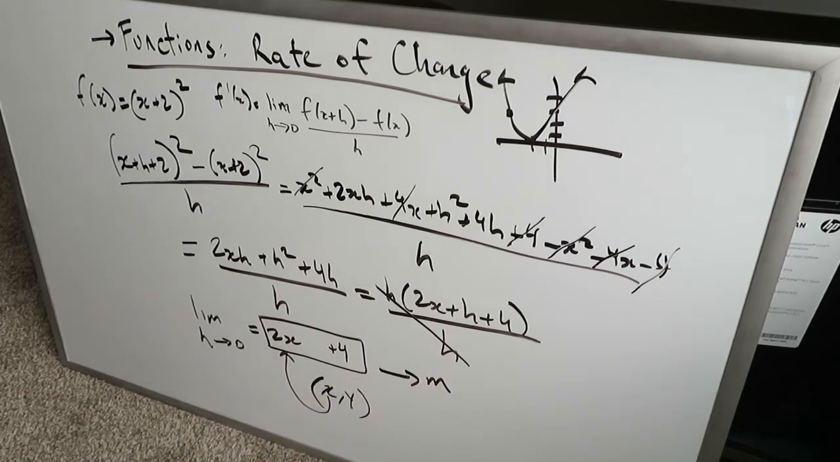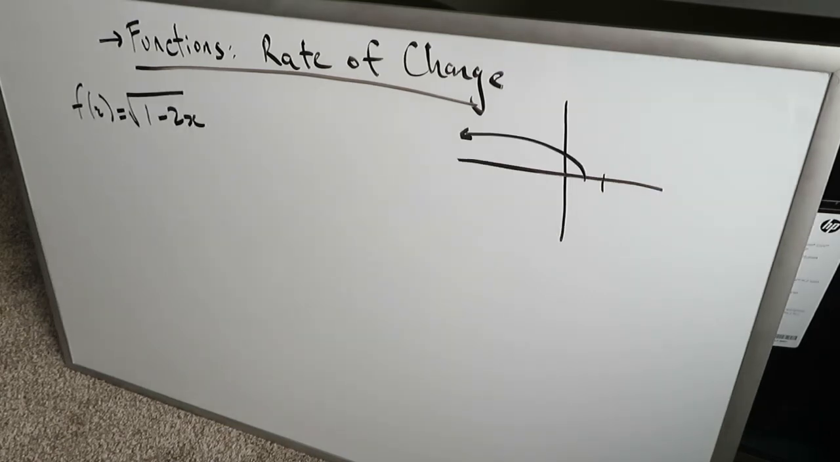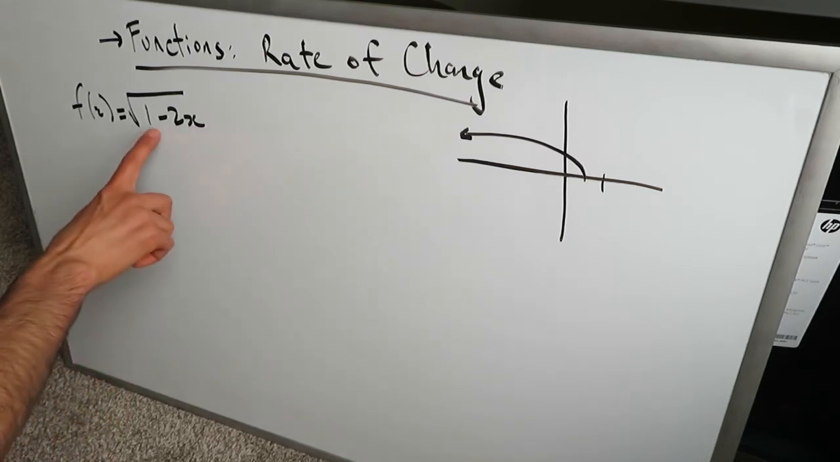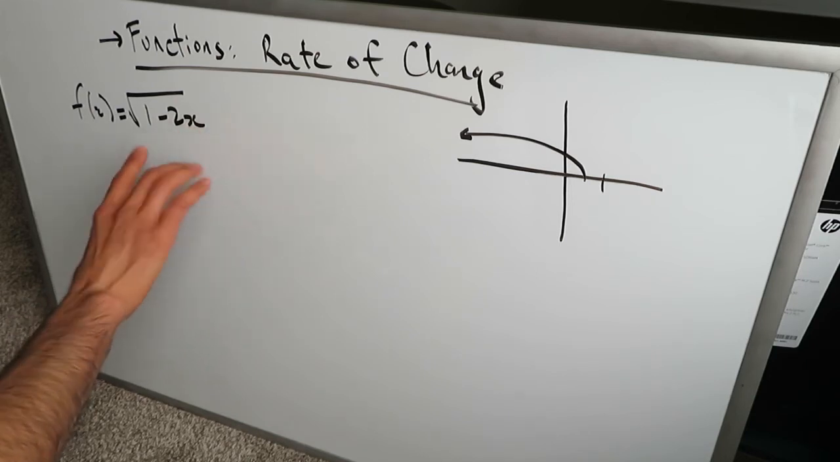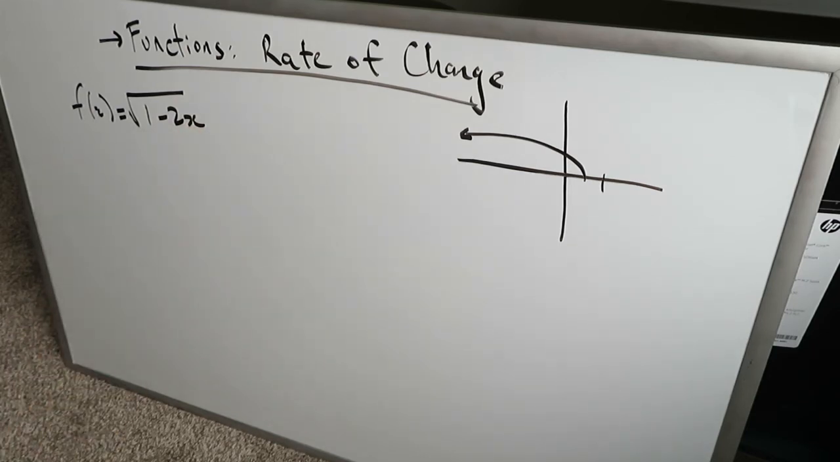Let's look at one last example, and that will be the end of this video. Let's look at this function here. f(x) is equal to the square root of 1 minus 2x. If you calculate the 0 of this, 1 minus 2x equals 0, you solve for x, you'll get x is equal to 1/2.